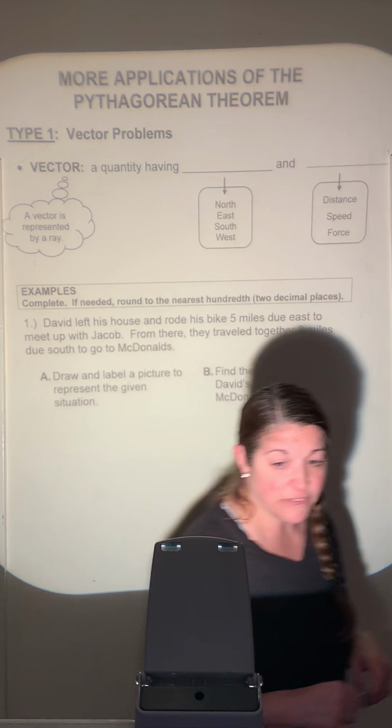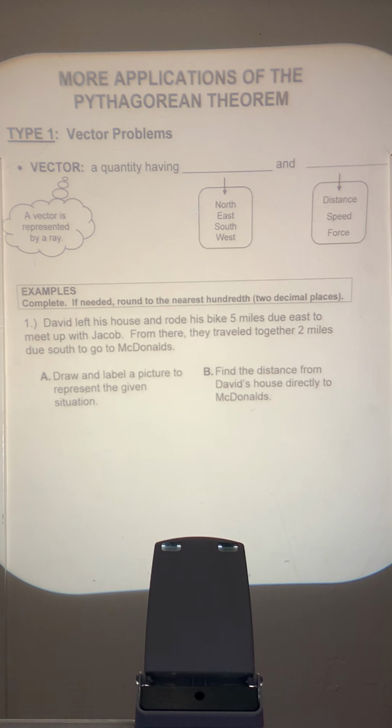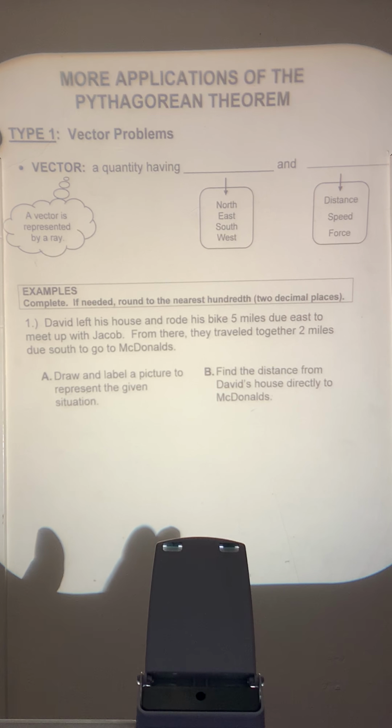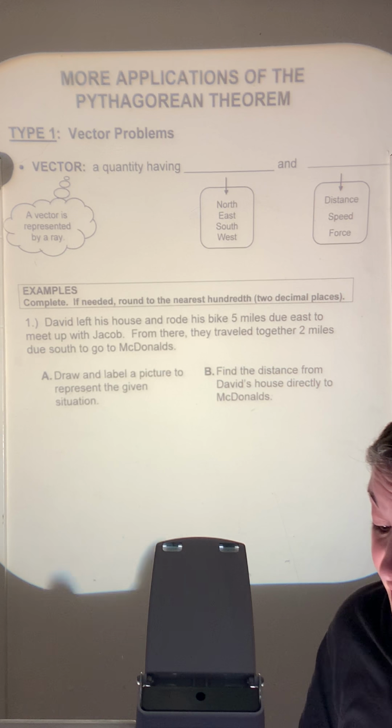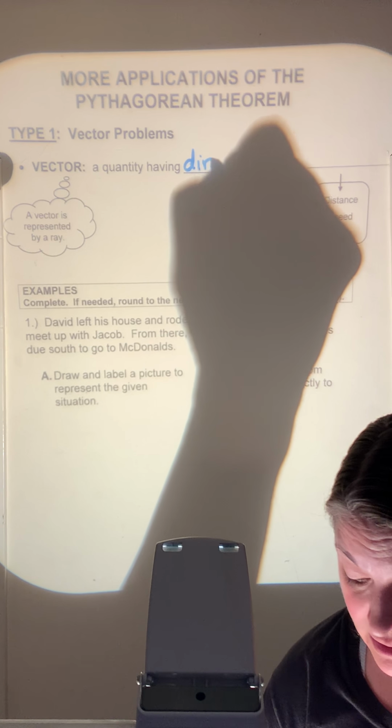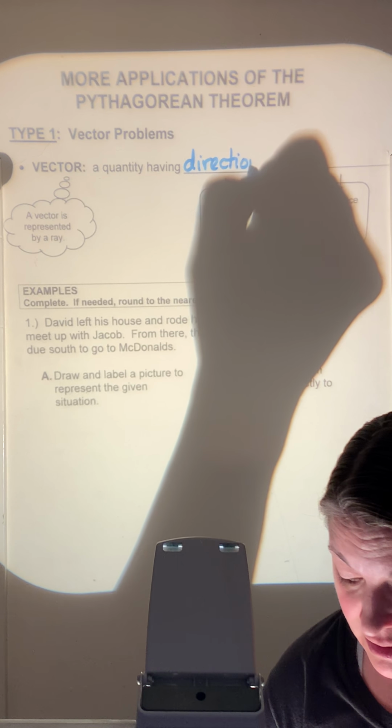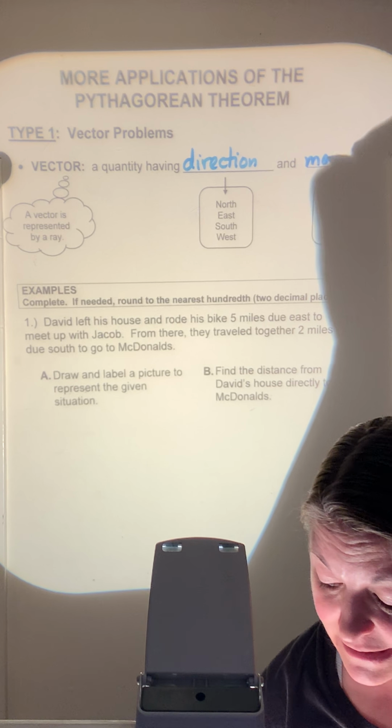Okay, so our very first section of notes here, more applications of the Pythagorean Theorem. And our first type of problem are vector problems. So with a vector, it is simply a quantity having direction and magnitude.